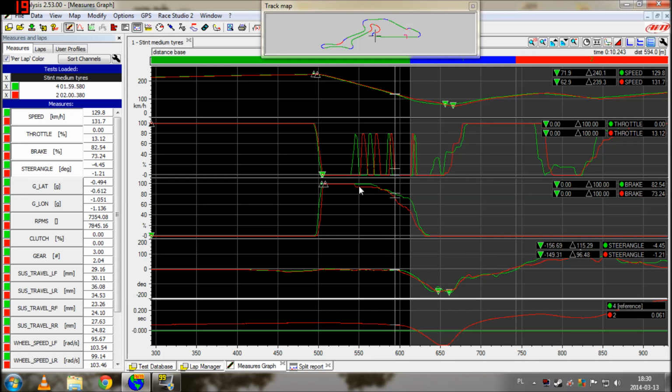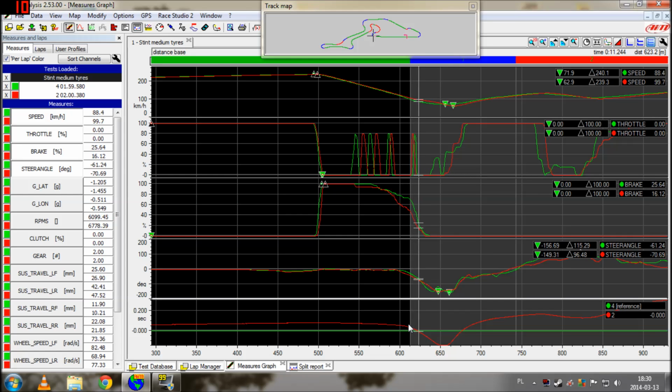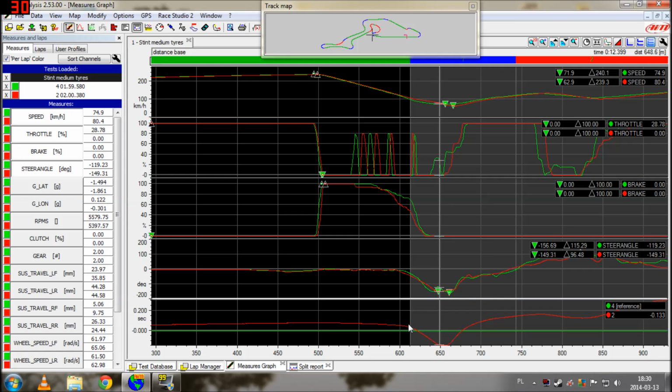Look here. I release the brake slower on the green lap. You can see it here. And that's why, entering or at the apex of turn 1, I'm quicker on the red lap by more than 1/10 of a second.